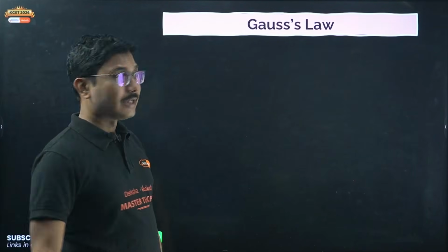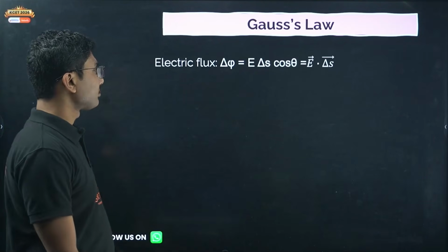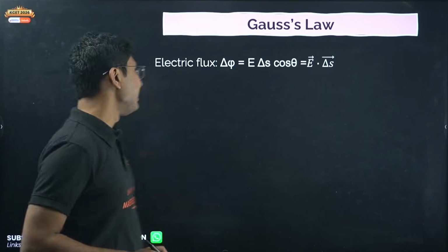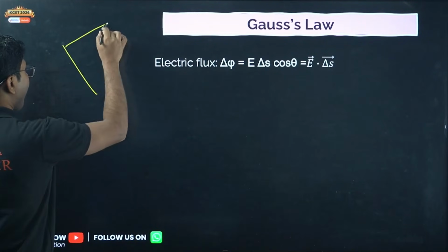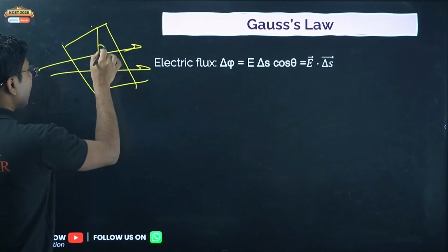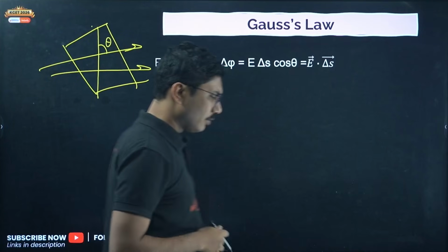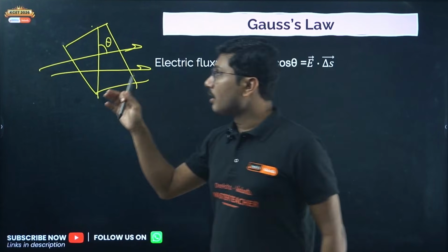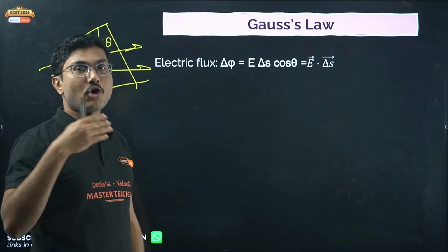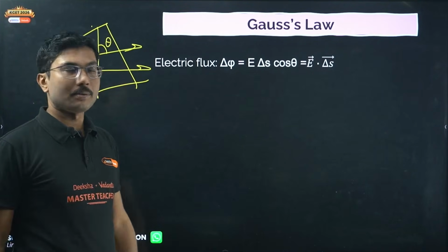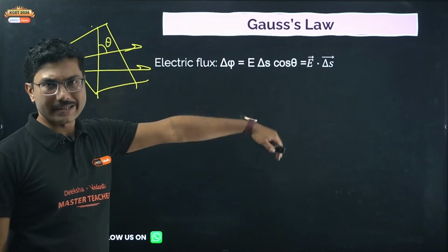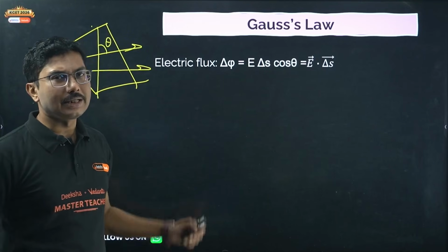Last concept of the day, Gauss's law and its application. Before going into Gauss's law, you have to remember electric flux. If you have a surface and some field lines crossing it, and you take a perpendicular at some angle theta, then how much field line is passing through the surface normally is measured by electric flux, which is given by E dot ds, or E dot delta s. So E delta s cos theta is called electric flux.